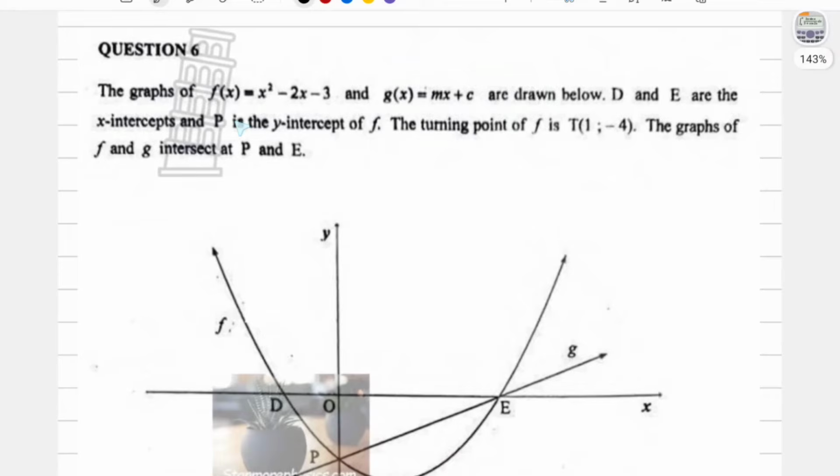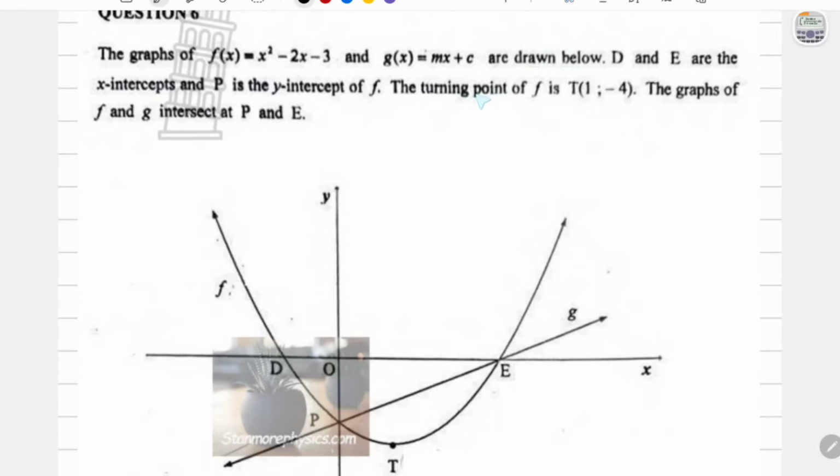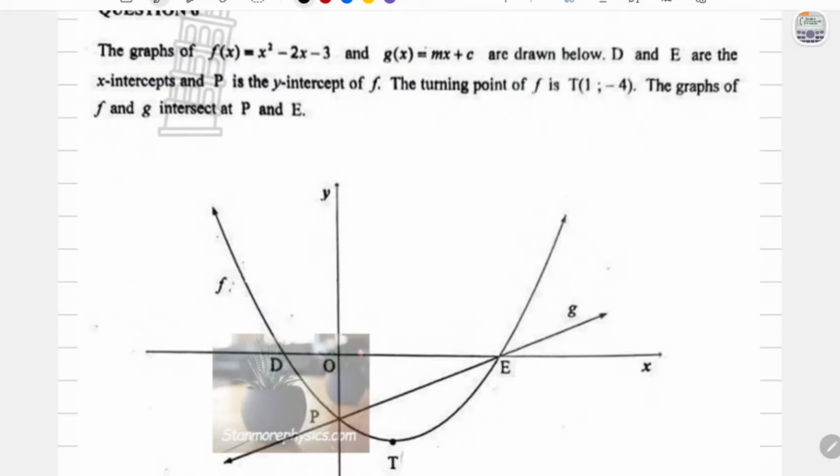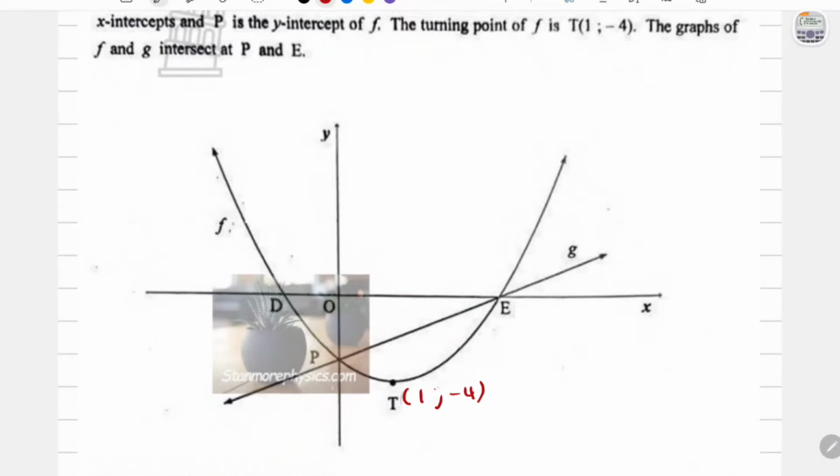Question 6 says, the graphs of f(x) = x² − 2x − 3 and g(x) = mx + c are drawn below. Then we have D and E as the x-intercepts, and P is the y-intercept of f. Then they tell us that the turning point of f is T, which is (1, −4). They already gave us that coordinate, so just put that down. (1, −4) is already there.